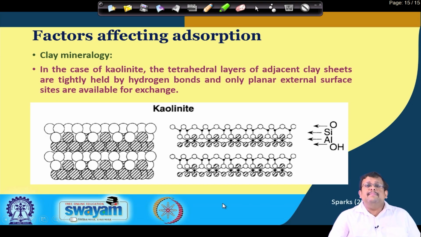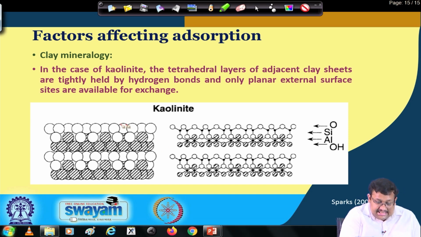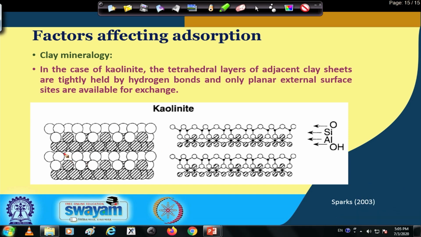So, if we consider the clay mineralogy, in the case of kaolinite, the tetrahedral layer, the adjacent clay sheets are tightly held together by a hydrogen bond, and only planar external surface sites are available to exchange. What we can see here is a kaolinite structure, and there is almost nil interlayer distance. So, due to the presence of hydrogen bonding, only planar external surface sites are available for exchange. Here these planar external sites are available for exchange of different types of pollutants.